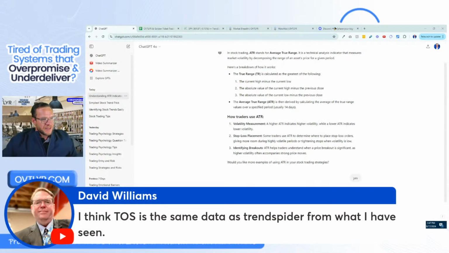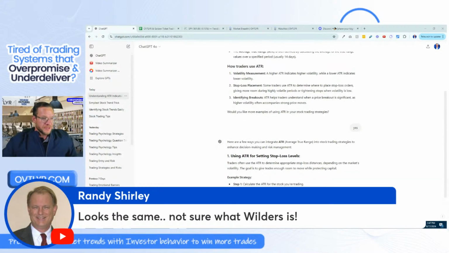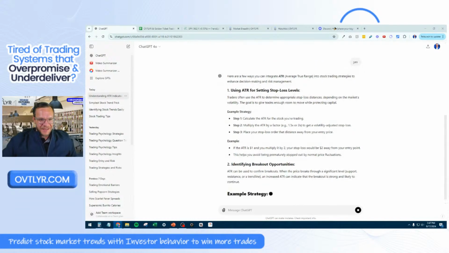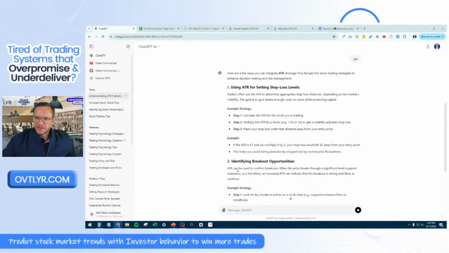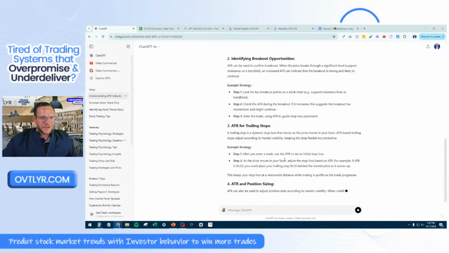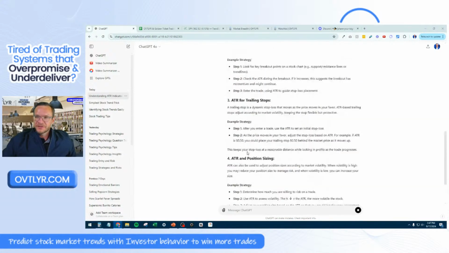Dave says, I think Thinkorswim is the same data as TrendSpider from what I've seen. And he says, looks the same. I'm just not sure what WildLeaks is. Dave says, I've used ATR to determine the width of iron condors. Works well. Iron condors don't work well for me. That's beyond here, but that's where I was losing my face over and over and over.